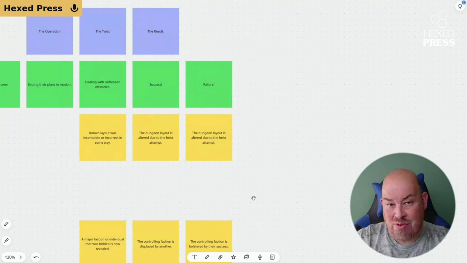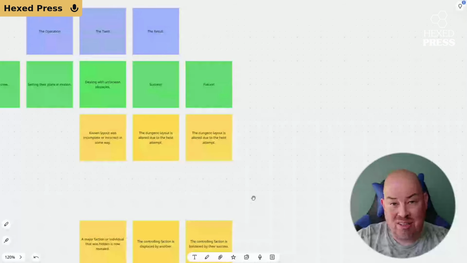If they are successful, what happens to the dungeon space? The dungeon layout may be changed due to the attempt of the heist. If there are some creatures that are still there who occupy the place permanently, they probably want to fix whatever the party's done. If the party blew a hole in the roof, they're probably going to want to patch the roof. If the party took advantage of something, they're probably going to want to fix it unless the whole place is abandoned. On a failure, the same thing.